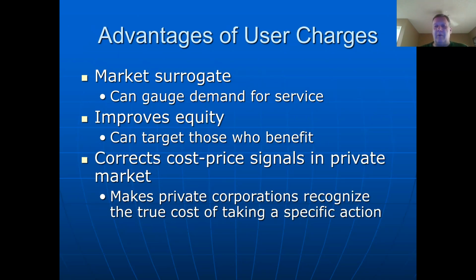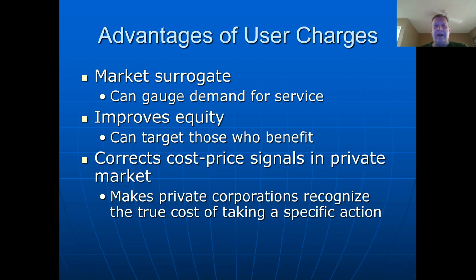So the basic moral of that story is that we are limited in our ability to utilize user charges. Some advantages of user charges, though, is they serve as a nice market surrogate. They allow us to gauge demand for a service. This is something we struggle to do in the public sector. When we pay for things out of general tax receipts, it's very difficult to know how much society is demanding of a particular good or service. If we charge a user charge, we are then able to gauge demand. It improves equity because we can target those who are benefiting. Rather than a general broad-based tax where everybody pays it, only those people who are benefiting from consuming this type of service are the ones paying the user charge.